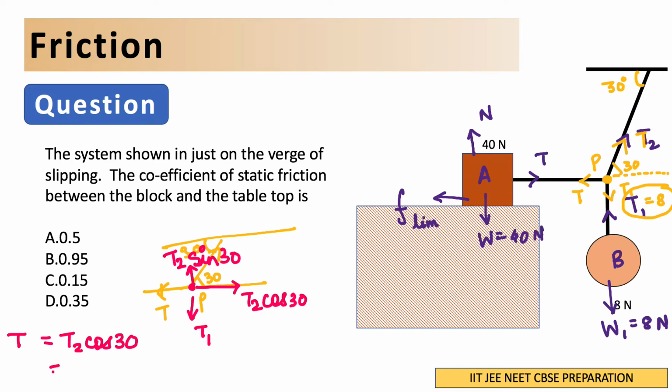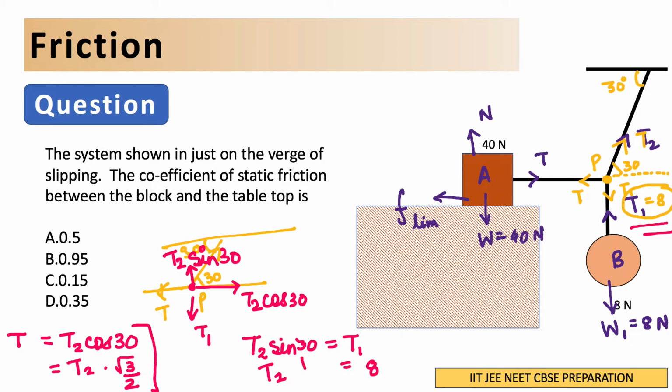So can I write that cos 30 is nothing but root 3 by 2? This is in the horizontal direction. Now let's write for the vertical direction. Vertical direction, T2 sin 30 is equal to T1. Now, we have already calculated the value of T1. Look at the figure, it is 8 Newton, right? Substitute 8 here. So we get T2 sin 30, which is half, is equal to 8. So can I say that T2 is nothing but 16 Newton? So we have calculated the value of T2 also.